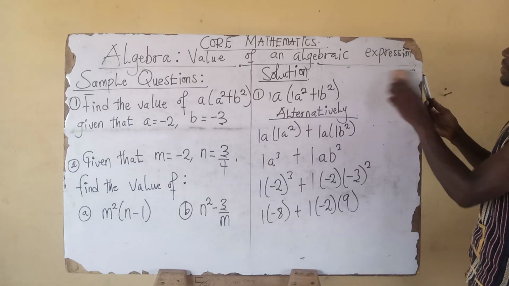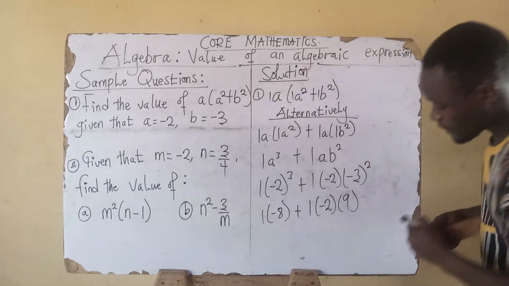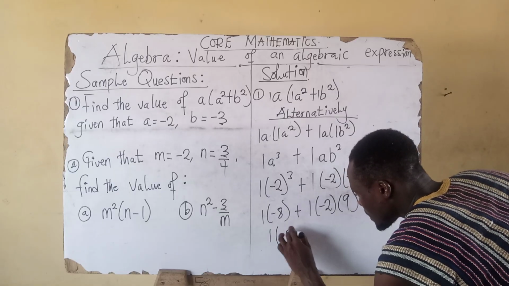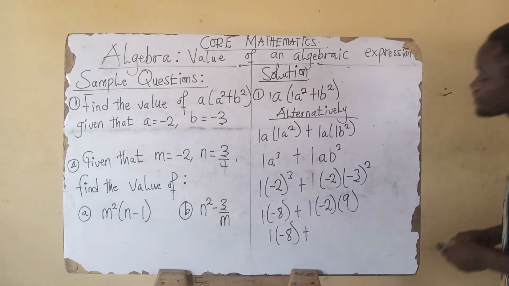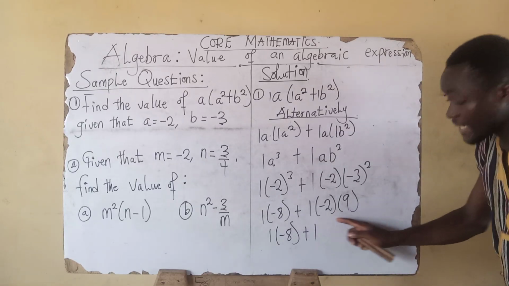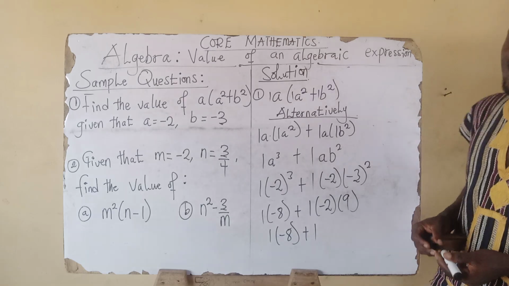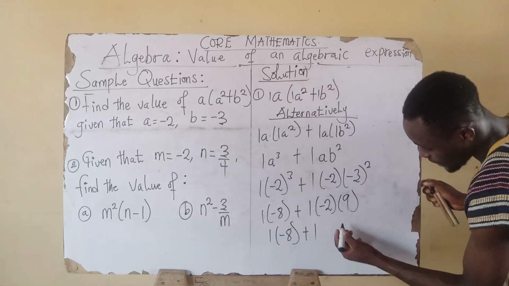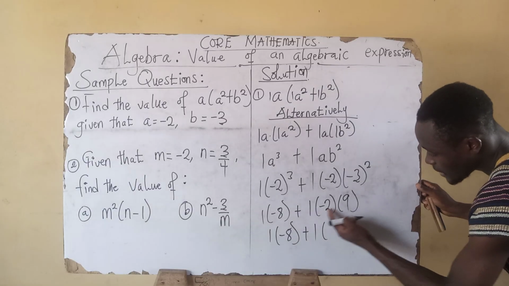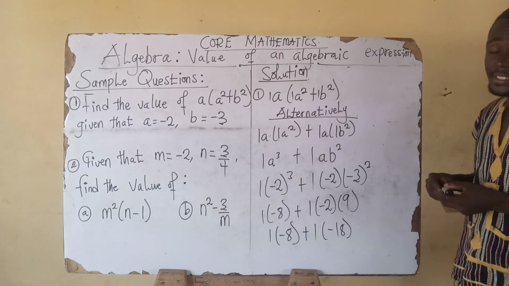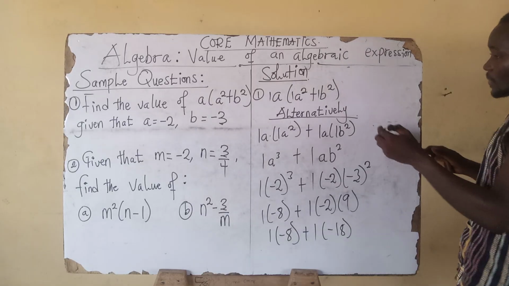Very good. So we continue with the line. Here I'm getting 1 in a bracket, negative 8 plus. So here I will tackle the bracket first, which is one of the laws in BODMAS. Bracket first before you move on with the line. So bracket first, I have the bracket negative, so I'm going to get negative what? 18. Are you following? Very good. So we move on with the line.